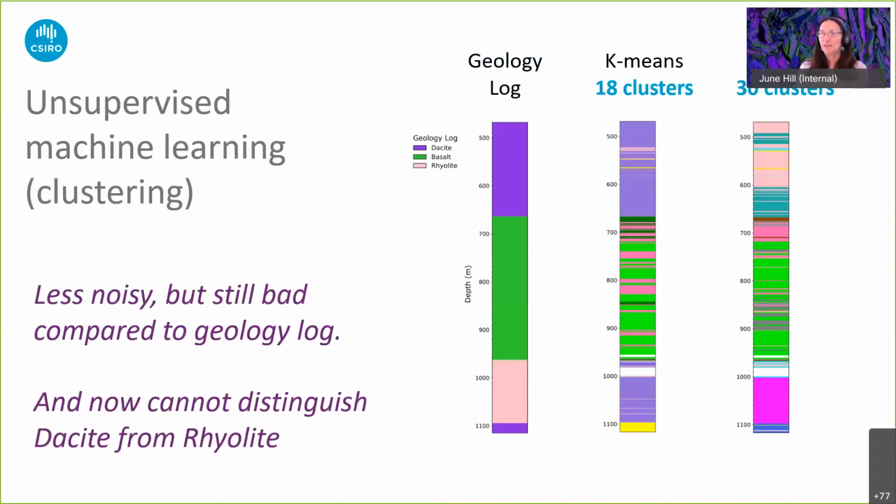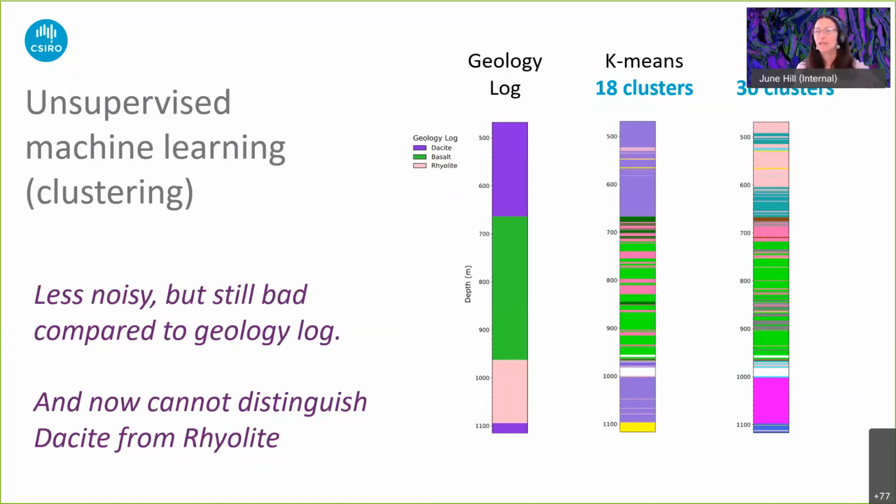As well as that, we've got a problem, because if you have a look at the purple unit in the 18 clusters, the top one corresponds to dacite, and the bottom one corresponds to rhyolite. So not only have we still got a noisy result, but we can't distinguish dacite from rhyolite. When we've reduced the number of clusters, we've actually reduced the ability for the classifier to distinguish between these two different classes, dacite and rhyolite. So it's not a very good way to go about reducing the noise.